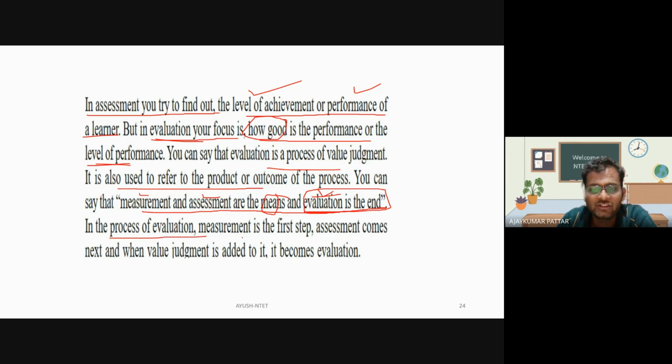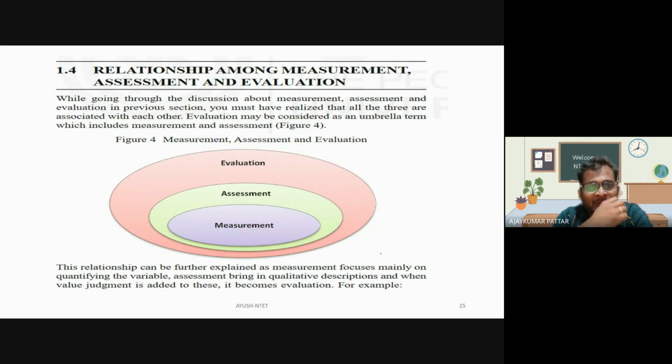In this process of evaluation, measurement is the first step, assessment comes next, and when value judgment is added to this, it becomes the evaluation. That is the concept. So, the relationship among measurement, assessment and evaluation. While going through the discussion about measurement, assessment and evaluation in the previous section, you must have realized that all these three are associated with each other. Association है, लेकिन evaluation may be considered as the umbrella term which includes measurement and assessment.